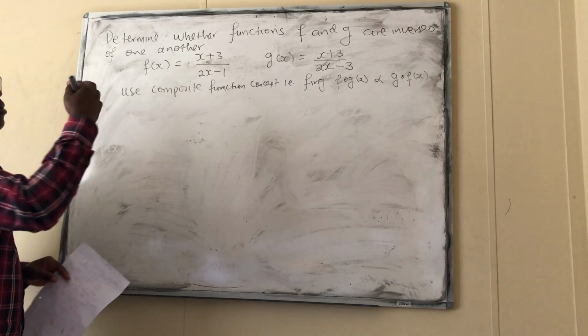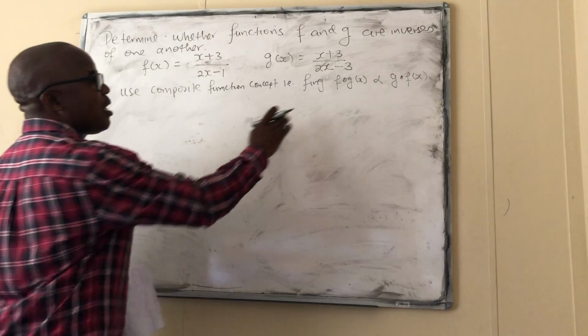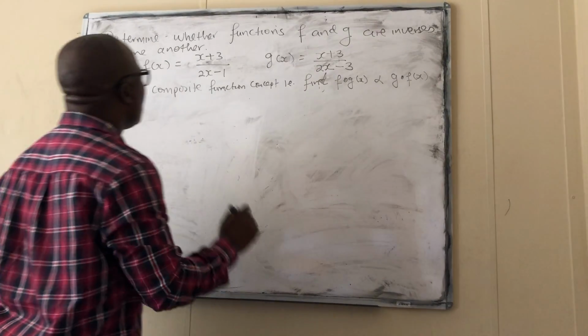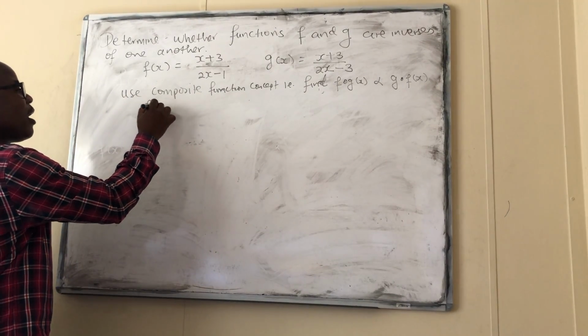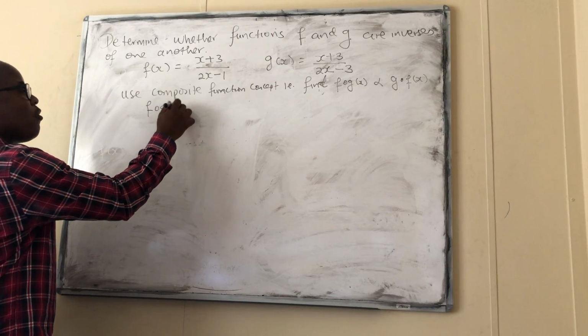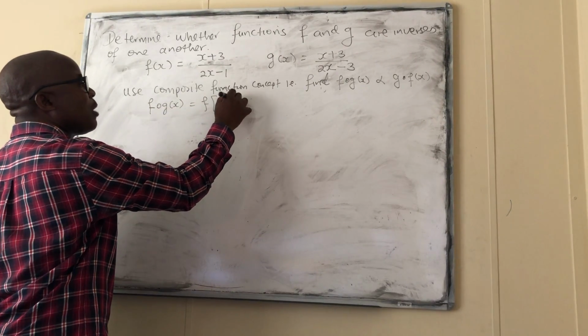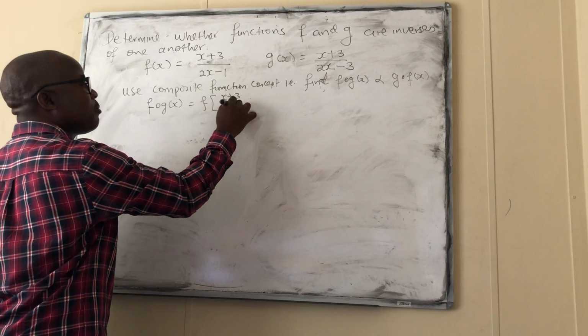You check whether two functions are inverse of each other by finding the composition. So here we are going to find f circle g of x, which is f of g of x, (x plus 3) over (2x minus 3).